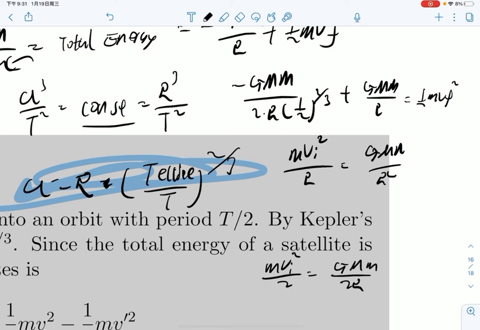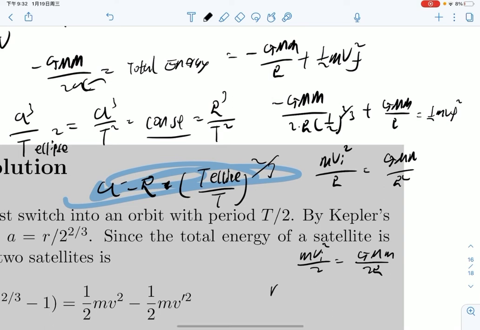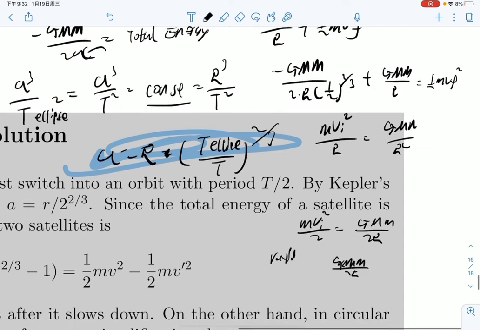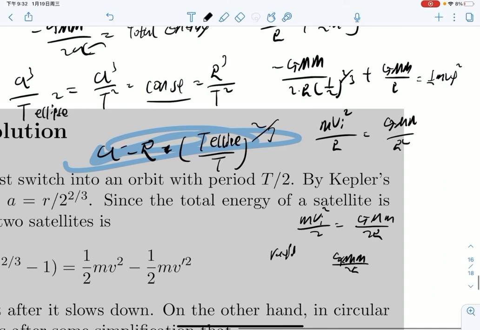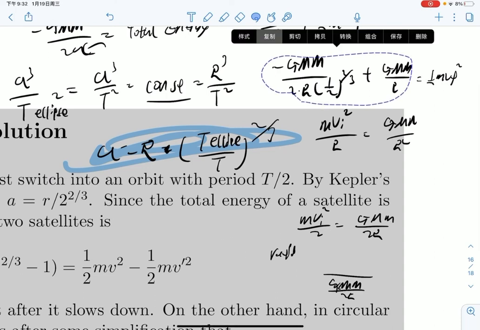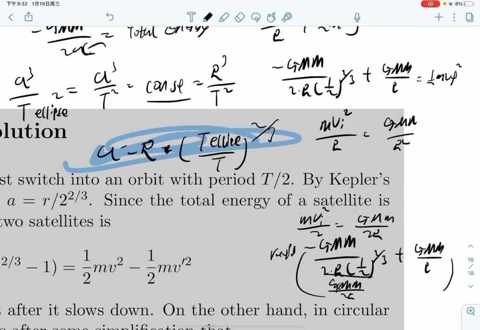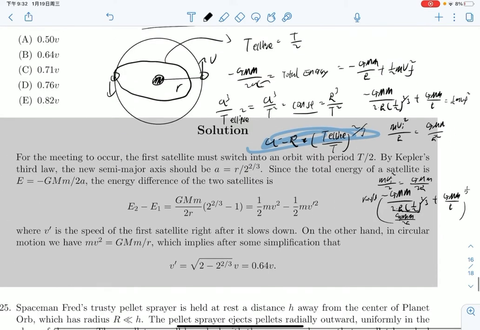So the ratio is basically this term, G big M small m over 2r, divided by this term. And you'll need to take the square root of this term. And you can get the answer to be this. Yeah, this question is hard.